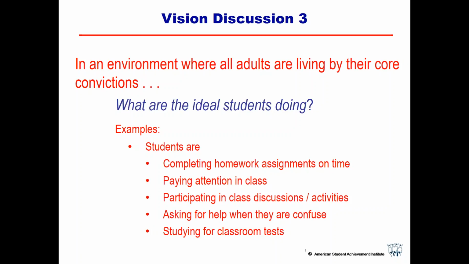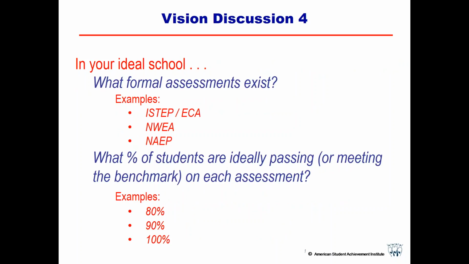Now, the last question is this. In your ideal school, what formal assessments exist? I'm not going to brainstorm those with you, but they would probably be things like the assessments you're giving right now: ISTEP, ECA, NWEA, NAEP, TIMSS, whatever you think your ideal school needs. And now the second question is, in your dream school, what percentage of students are ideally passing or meeting the benchmark on each of the assessments?